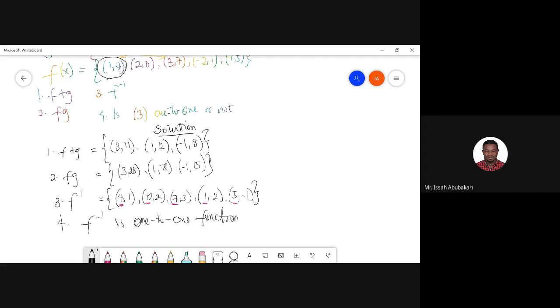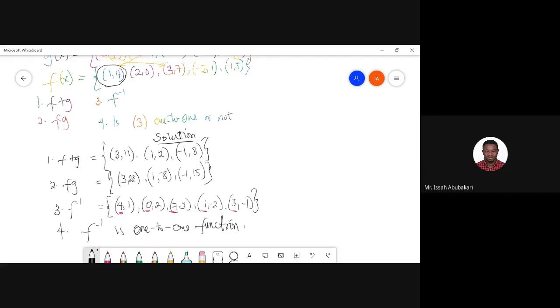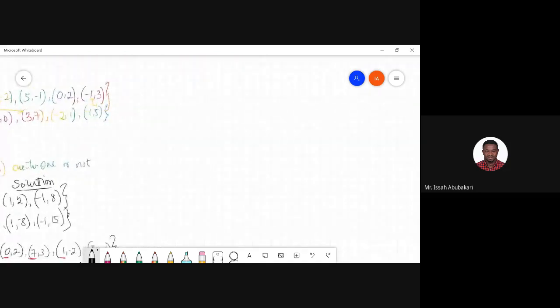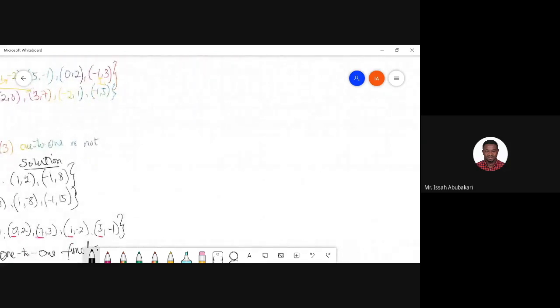All right, so that will be the end of this question. Now let's look at question 2, where we are still looking at the operations. We are going to have the combining function. After the combining function, we move on to the composite function, then the inverse function.